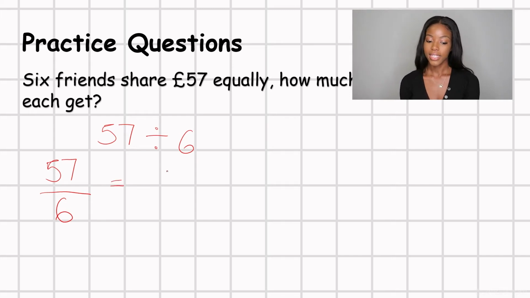57 divided by 6, we can get that in 9 times. 9 times 6 is 54. So that means we have 3/6 left. So we have 3 parts of 6 left.